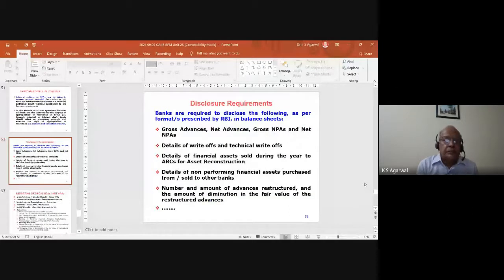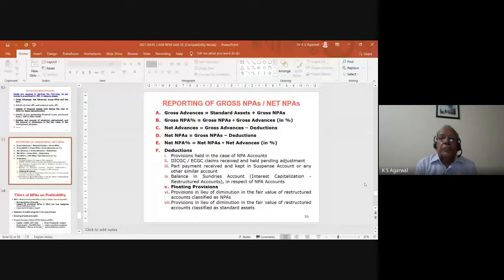Disclosure requirements. Banks are required to disclose the following, as per formats prescribed by RBI, in the balance sheet: gross advances, net advances, gross NPAs, net NPAs, details of write-off, technical write-off, details of financial assets sold during the year to asset reconstruction companies, details of non-performing financial assets purchased from or sold to other banks, number and amount of advances restructured, and so on. These are the disclosures to be made in the balance sheet by the banks. This is important, friends.